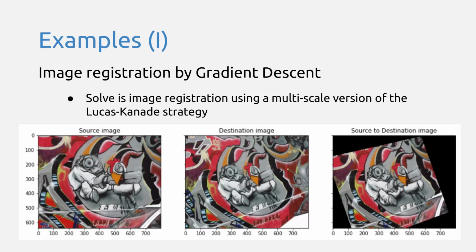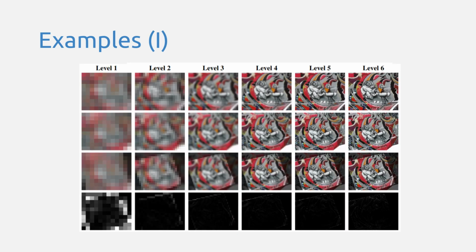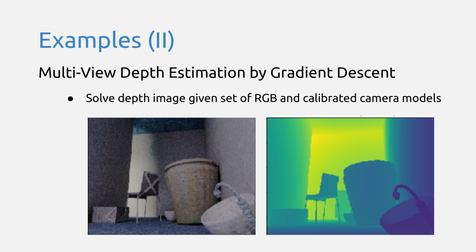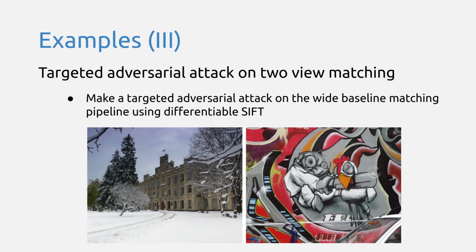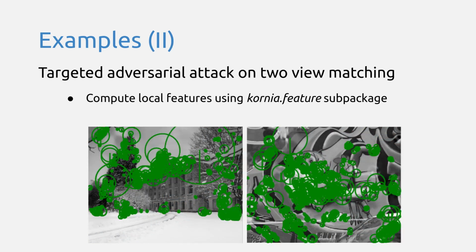So that's it. Then very quickly, some of the examples that we have in the paper, where we show how you can use backpropagation with all these algorithms. We have different examples, like image registration, another very similar one for multi-view depth estimation, and another example showing how you could do an adversarial attack using the local features modules that we have.